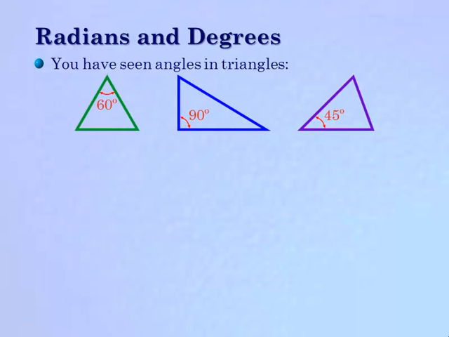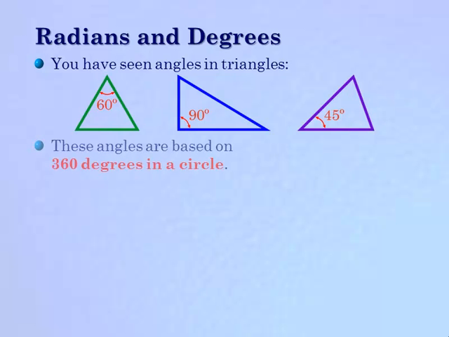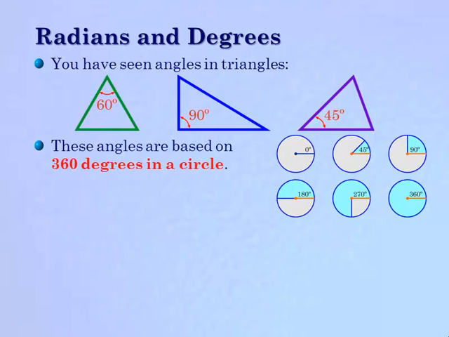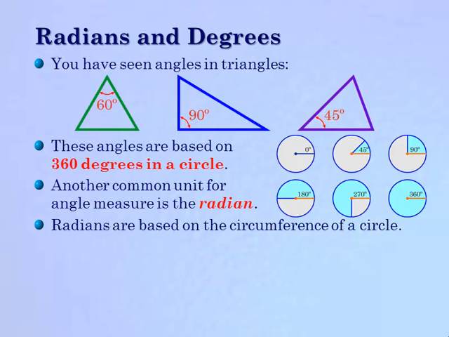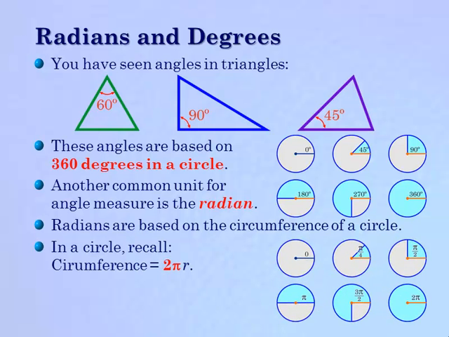Well, you've seen angles and triangles before, like 60, 90, and 45 degree measures. These are all based on 360 degrees in a circle. Another common unit for angle measure is the radian, and that's based on the circumference of a circle. Do you remember what the formula for the circumference of a circle is? It's pi d, or 2 pi r.